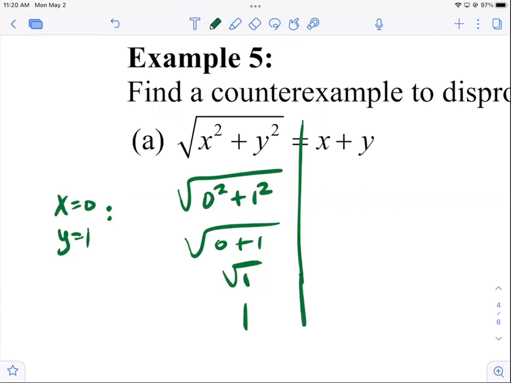And now I plug it into the right side, and I get 0 plus 1, which is 1. 1 equals 1, boom. Mr. Corpy, this thing is an identity because 1 equals 1, right? So next time I see x squared plus y squared with a radical over it, I'm just going to call it x plus y. You okay with that? No, I'm not okay with that. I do see that 1 equals 1.